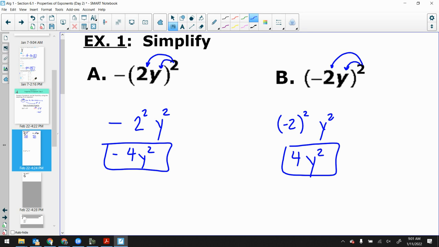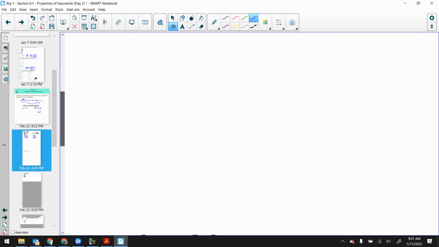Question? Yeah, how come it turns to positive when the exponent that's being multiplied by is not negative as well? Don't think it's the exponent that's being multiplied by. It's being raised to that exponent. And if it's an even exponent, the negatives will match up and go away. All right, let's take a look at example C here.